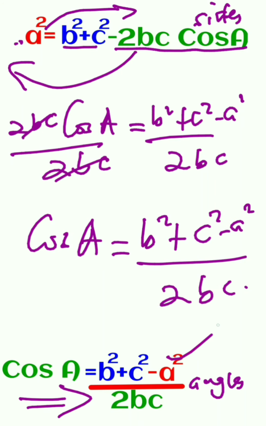So this is how we came up with this formula for calculating angles. It originated from the formula for calculating sides using the cosine rule. So let us apply this formula on the following question.